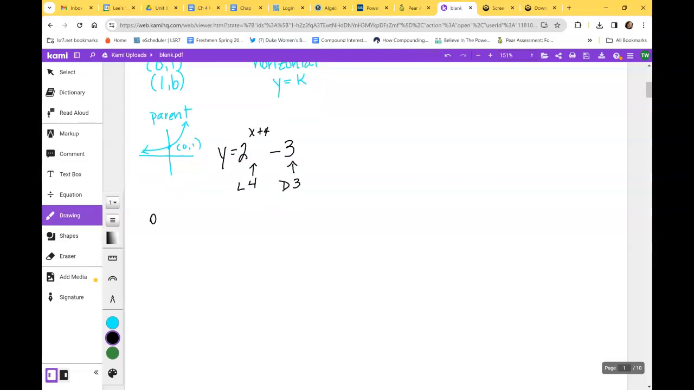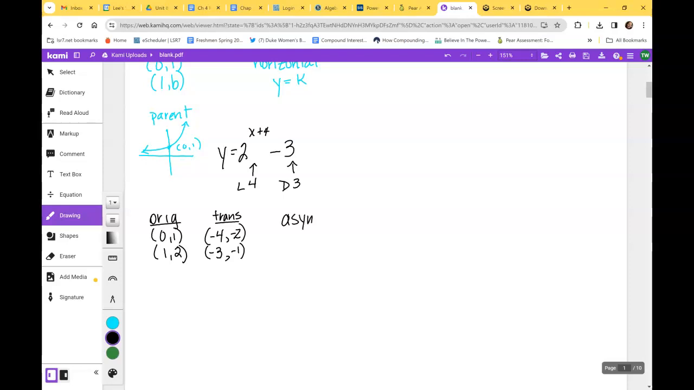Okay, so if I look at my original critical points, remember, they are 0, 1, and 1 comma b. My base here is 2, so I'm going to use 2. My translated points are when I do the left 4 and down 3. Left 4 means I'm going to subtract 4 from my x's. So that's going to be a negative 4 for this one. And 1 minus 4 is a negative 3 for this one. And down 3 means I'm subtracting 3 from my y's. So this is 1 minus 3 is negative 2, and 2 minus 3 is negative 1. So those are my translated points.